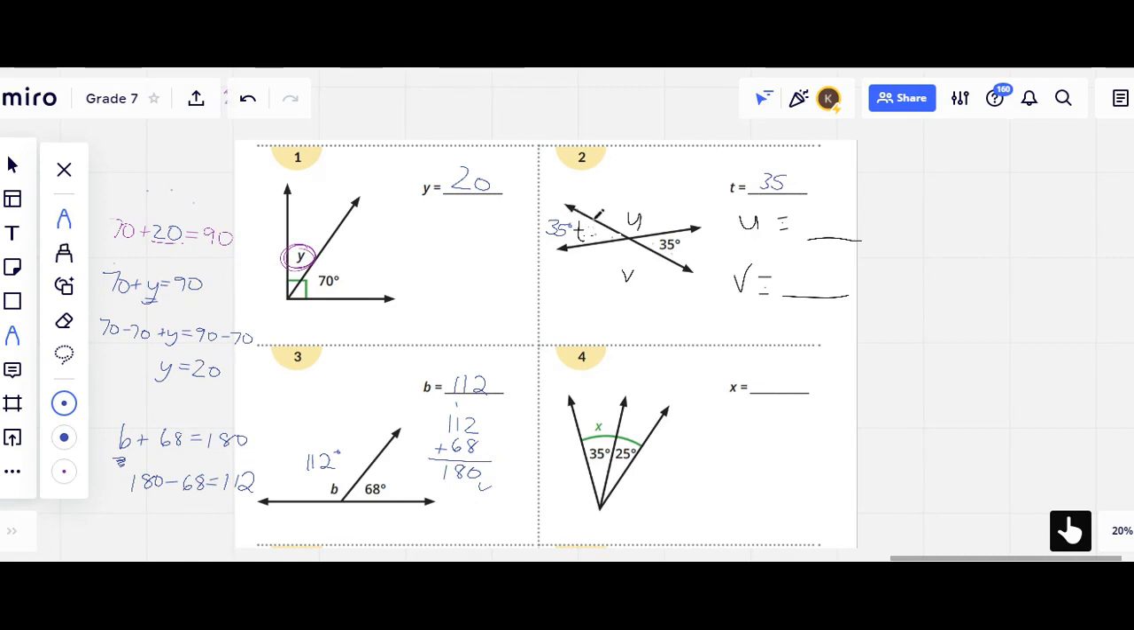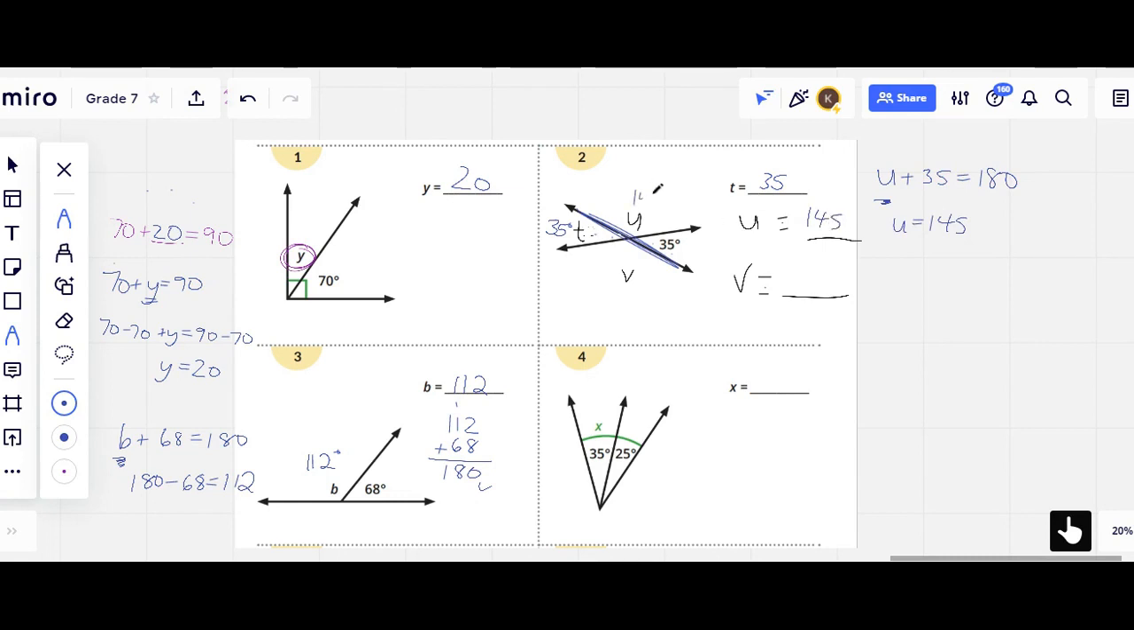And now if I look here, I've got this straight line here. So we have supplementary angles. U plus 35 is going to equal 180. So what would I add to 35 to get 180? I can maybe do some subtraction in my head. 180 minus 30 is 150. To subtract another 5, so I'm at 145. So U is equal to 145.